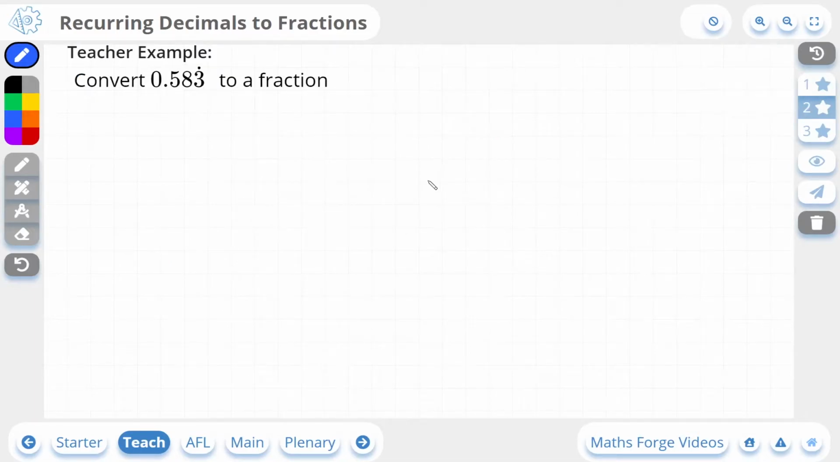Now let's do a 2-star example. Here we're being asked to convert 0.583 recurring to a fraction. So we start off in the same way. We assign the value of x to 0.583 recurring. We now ask ourselves, what do we have to multiply by this value here on the right to get at least one of the recurring values to the left of the decimal place? And in this case, it's times 1,000. And we have to do the same to the left-hand side, times 1,000. This is now going to give us 583.3 recurring.